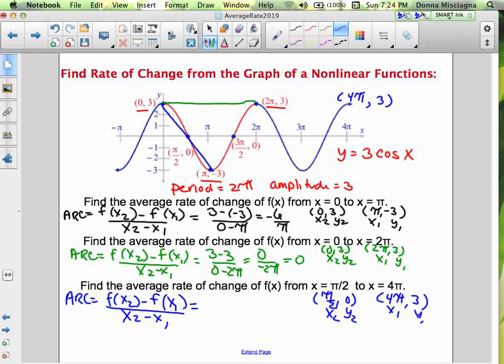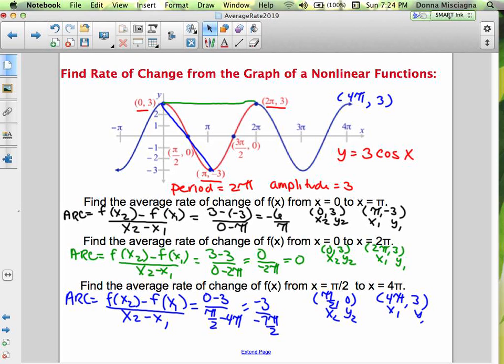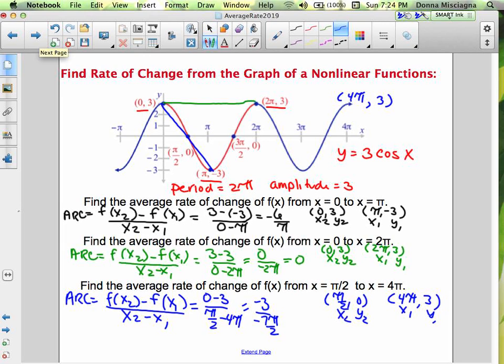So this will be 0 minus 3 over pi halves minus 4 pi. All right, so 0 minus 3 is negative 3. All right, so 4 pi is the same as 8 pi halves. So pi halves minus 8 pi halves is negative 7 pi halves. And now let's simplify that. I guess I'll just move these ones over just a bit. All right, so that's the same as negative 3 times, so if you're dividing by a fraction, it's the same as multiplying by the reciprocal. So times 2 over 7 pi.